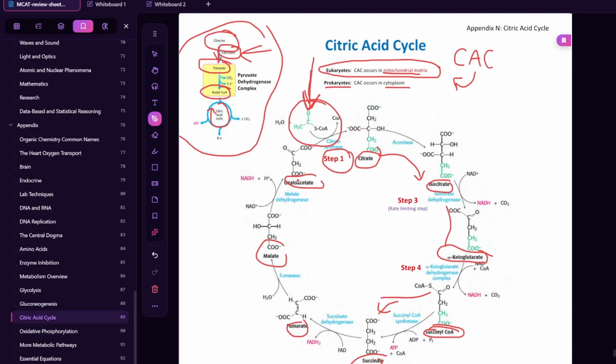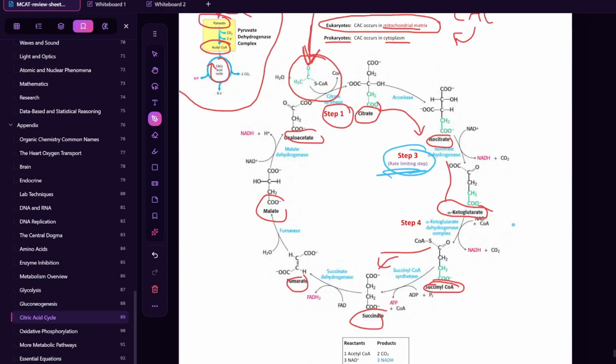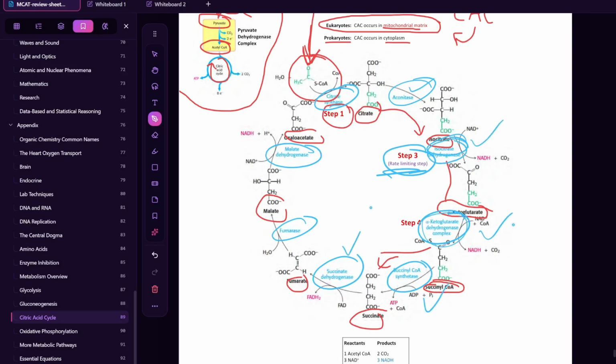So things to note here. Step 3 is your rate limiting step, so it's going to be the slowest step, and these are all worthy enzymes to memorize, and all their functions, as laid out on the review sheet. So citrate synthase, aconitase, isocitrate dehydrogenase, alpha-ketoglutarate dehydrogenase, succinyl-CoA synthase, succinate dehydrogenase, fumarase, malate dehydrogenase.